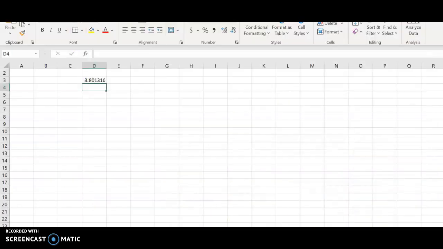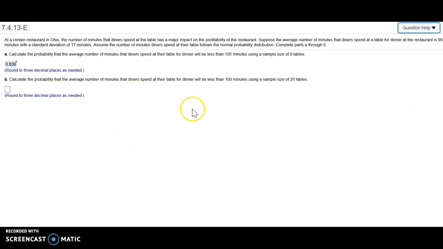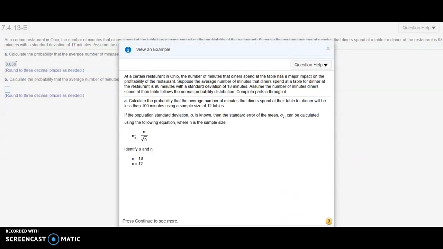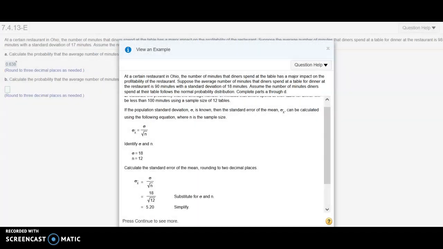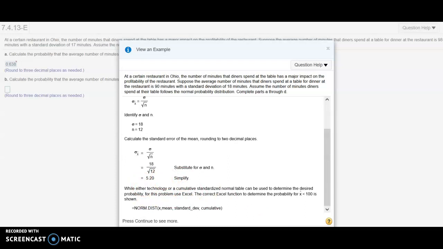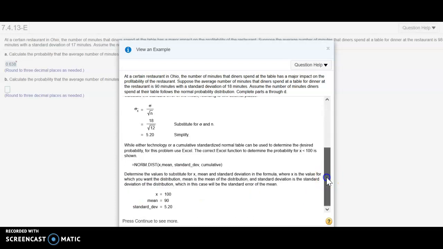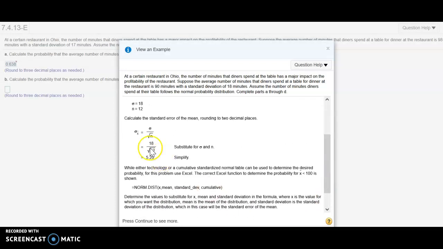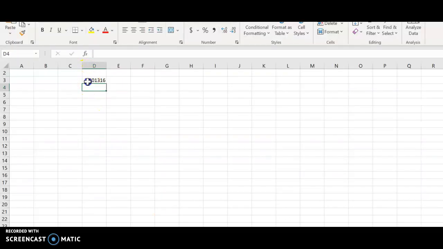Homework rounding is important, and I believe we're going to round to 3 decimal places. But let's look at the example just to make sure. Looks like on that one, yeah, so we have to round to 2 for the standard error of the mean. So we're going to round this to 2. So this is going to be our standard deviation.